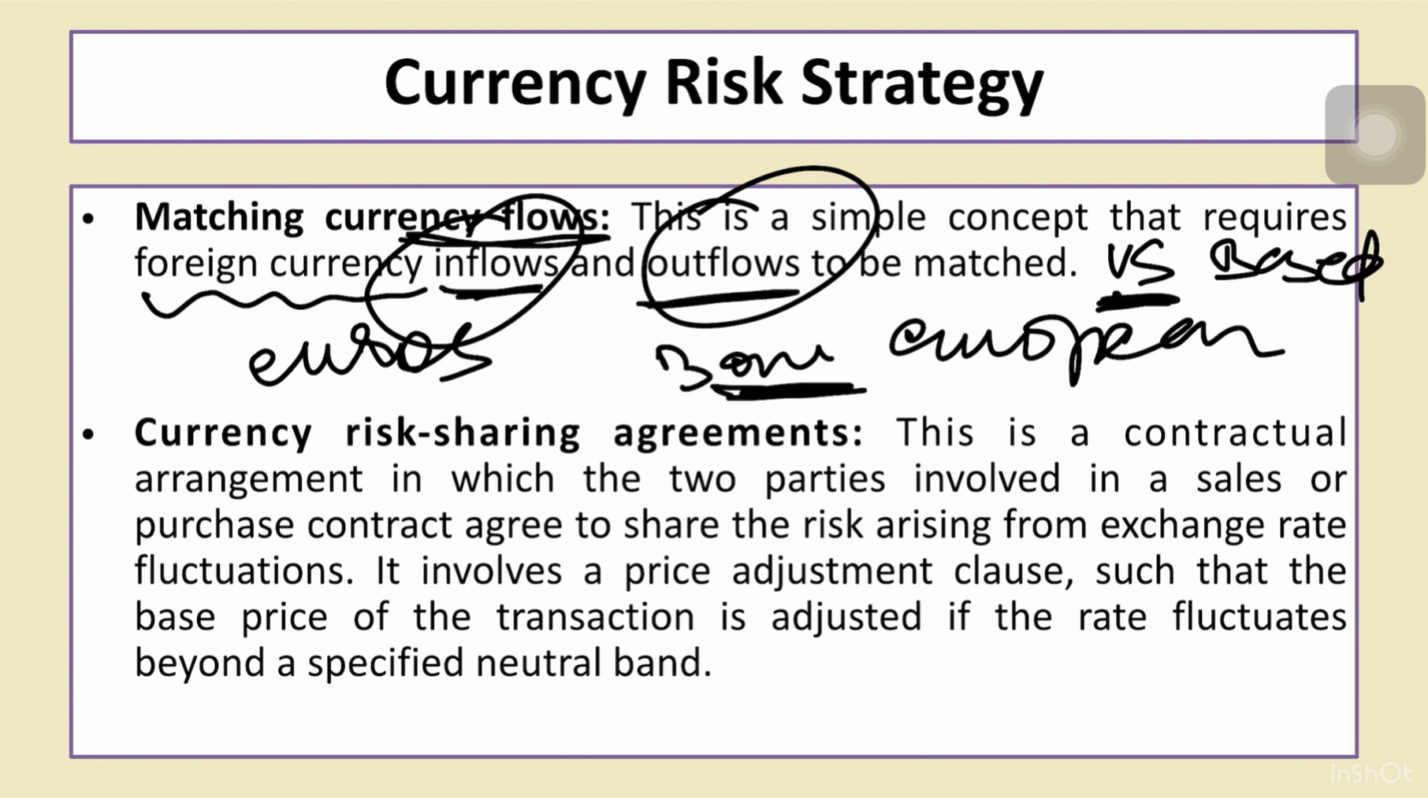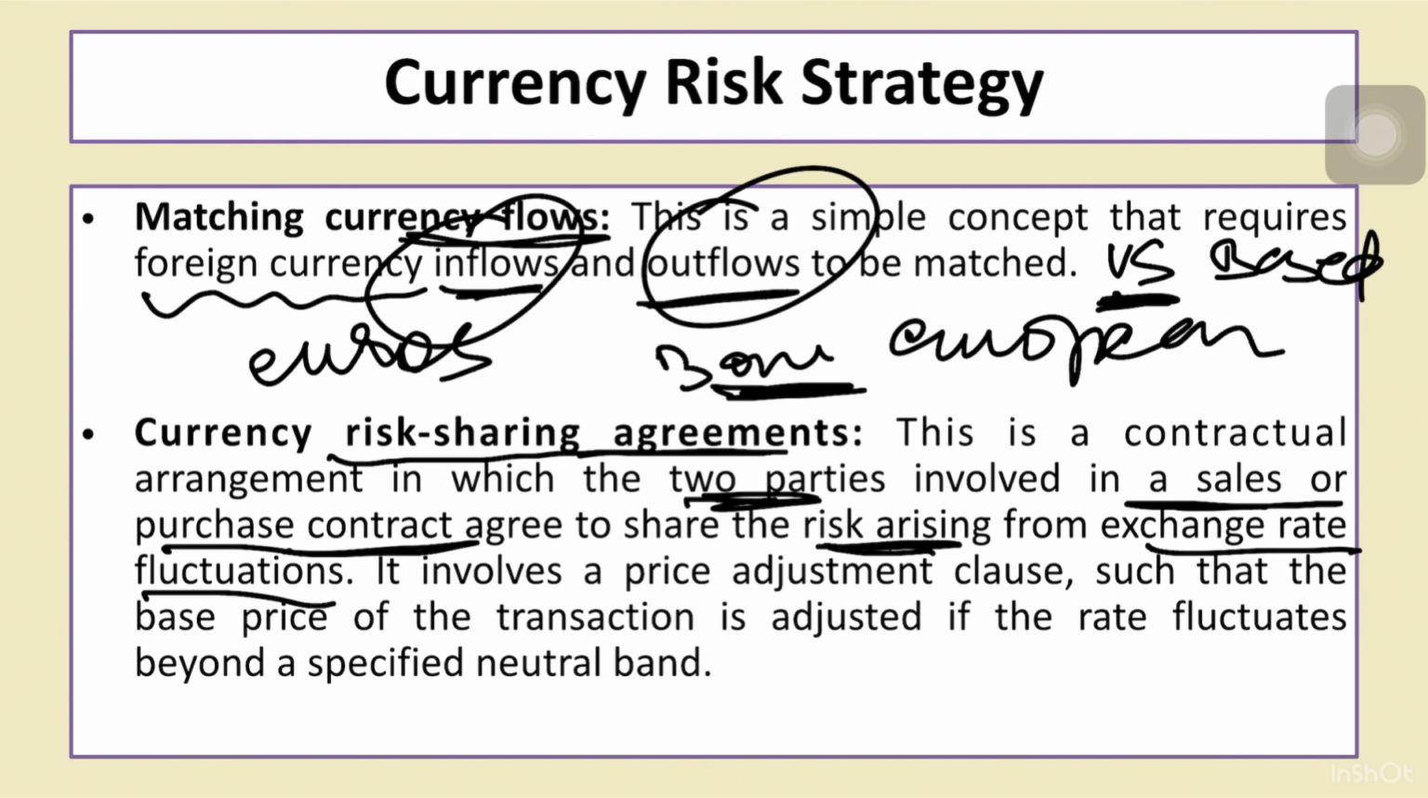Clear? The next strategy is currency risk sharing agreements. Now in this, what two parties do is that they fix the sale or the purchase contracts in advance so as to share the risk arising due to exchange rate fluctuation.